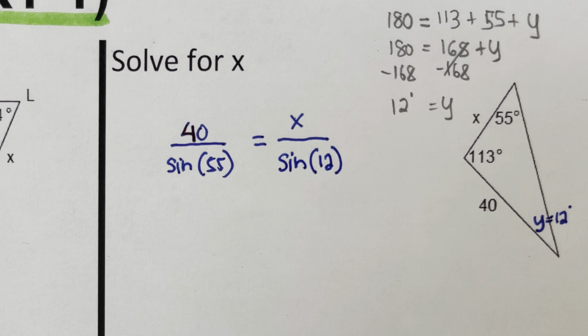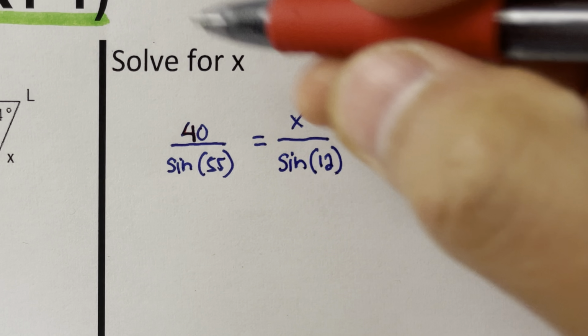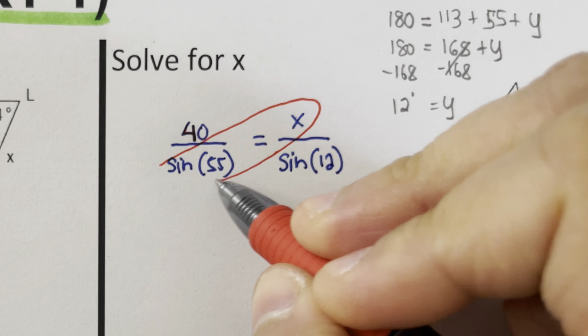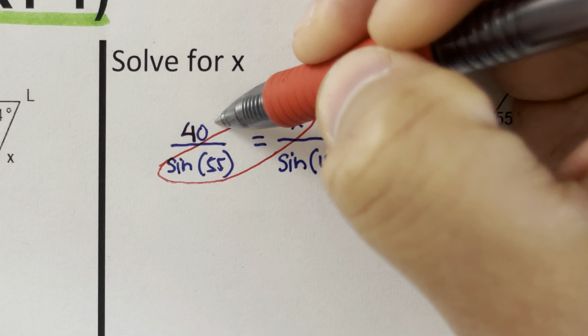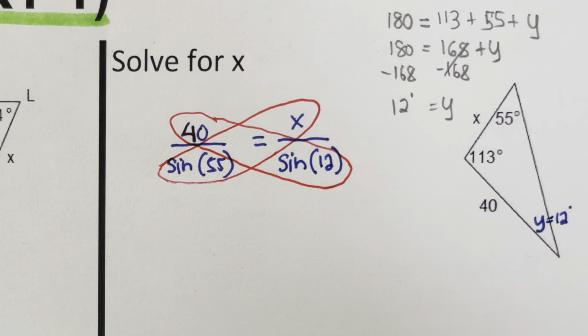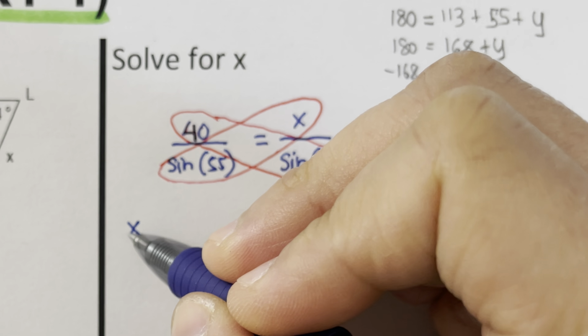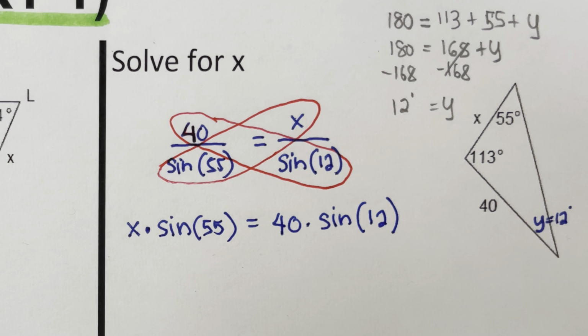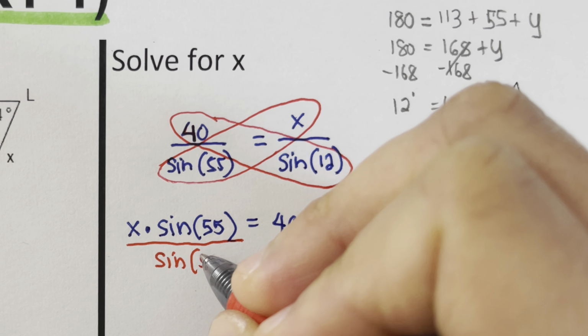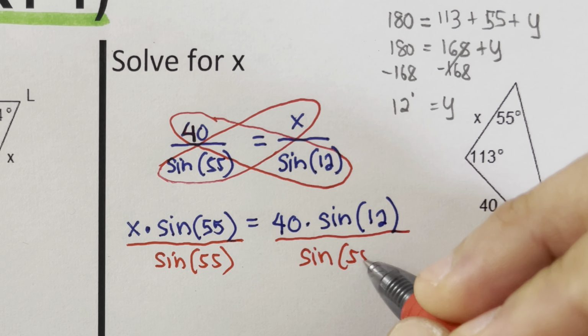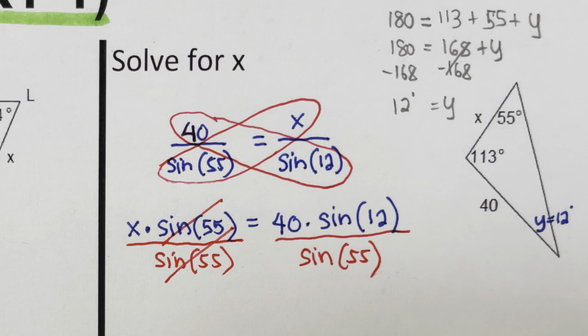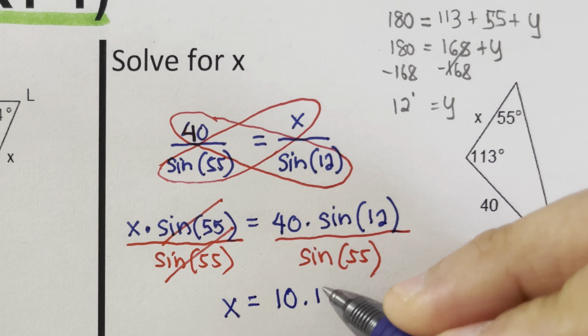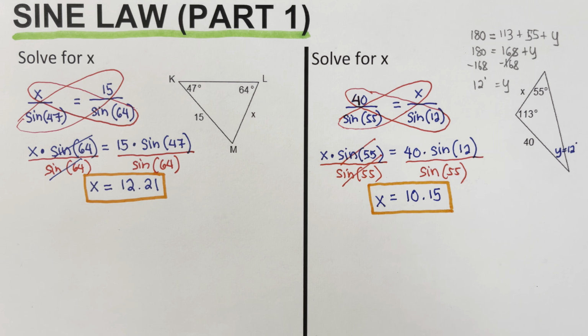So then we go ahead and cross multiply these two together. So I'm going to cross multiply the x and the sine 55. And then this 40 and sine of 12, so that this would come out. Okay, after we did the math, our x value is 10.15.